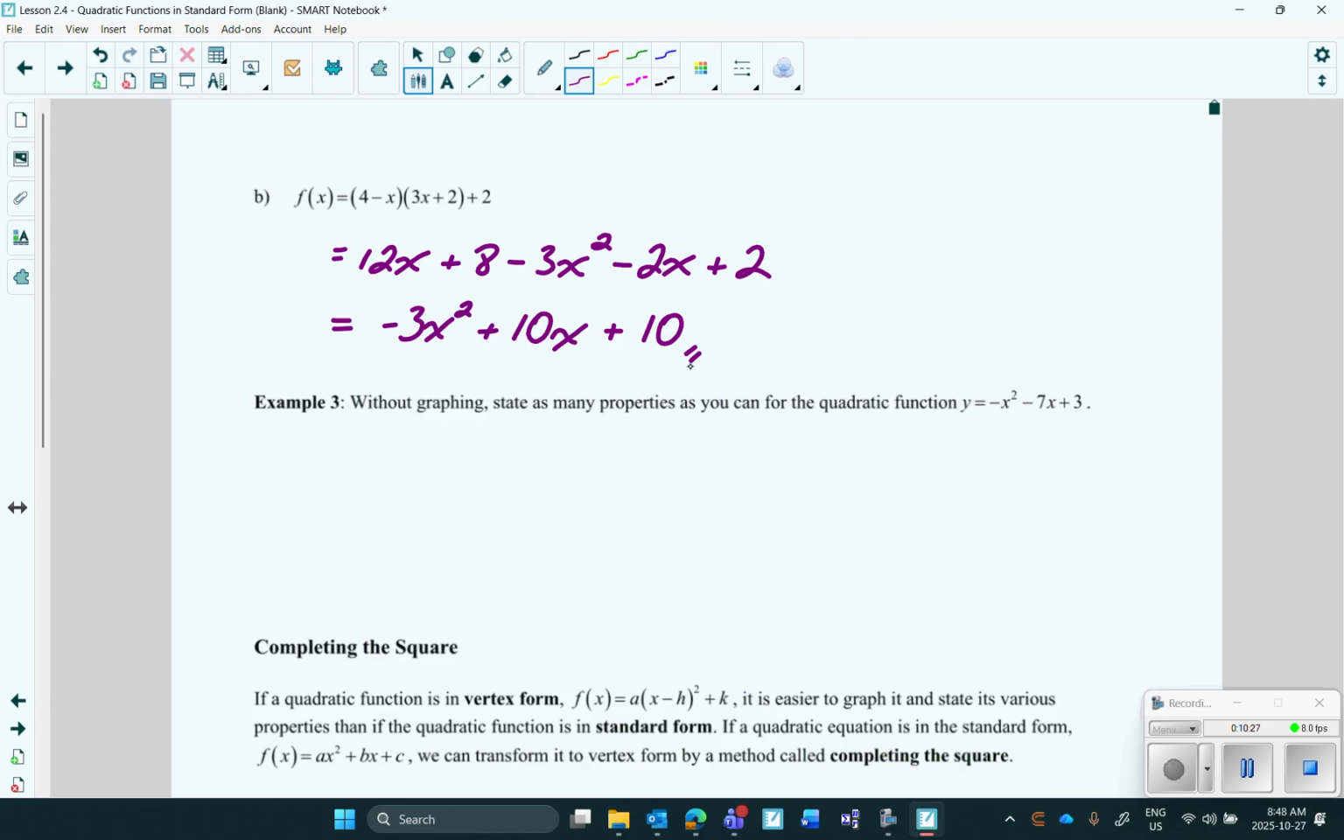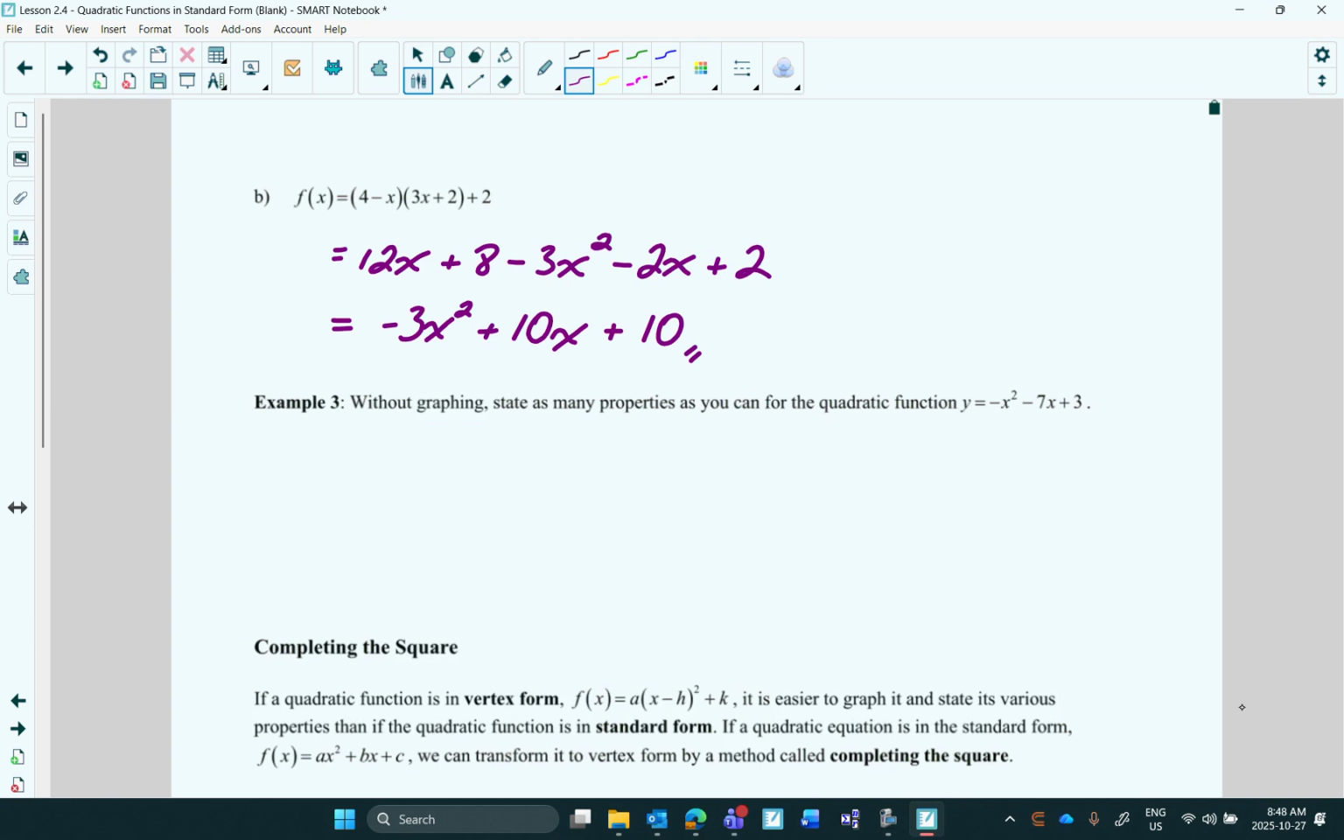Now, standard form is useful, but vertex form is actually better for stating all the properties. Like I said, we'll see in the next unit why standard form is useful. Because when it's in standard form, it helps us solve a lot of different types of problems. But vertex form helps us solve a lot of different types of problems. The only problem is it's difficult to state properties.